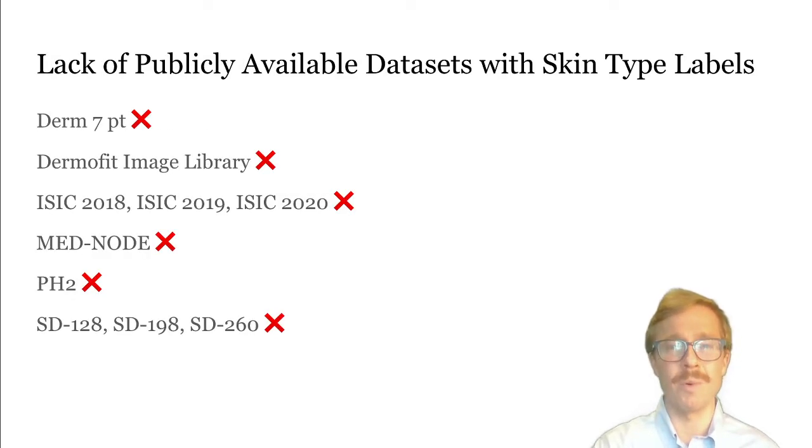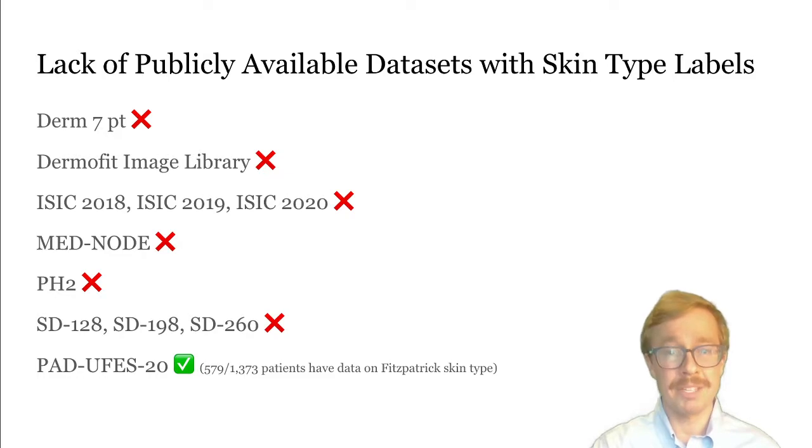Now, with only one exception, none of the publicly available datasets identified by this workshop include skin type labels. The exception is the PAD UFES 20, which is a skin lesion dataset composed of patient data and clinical images collected from smartphones. This is a good start. And there's a huge opportunity to improve these datasets by simply annotating the images with skin type.